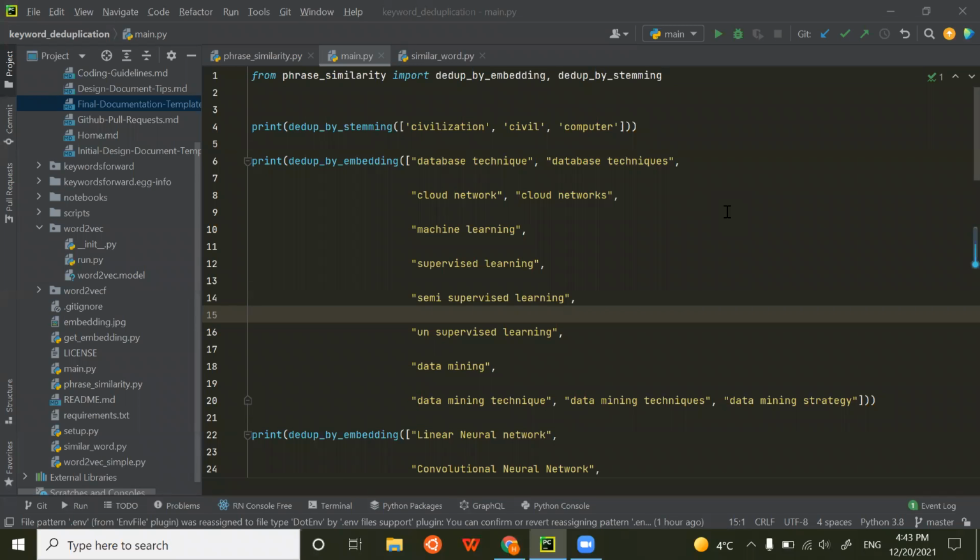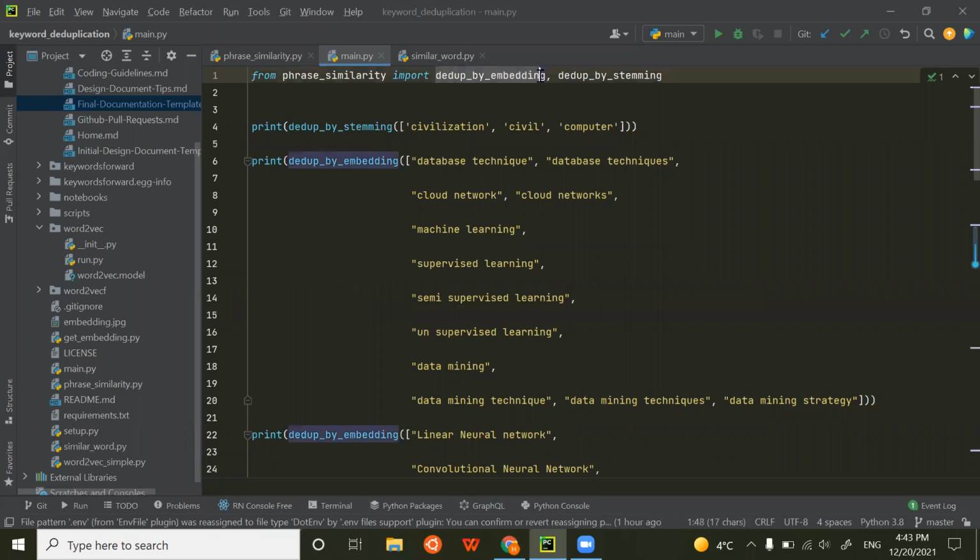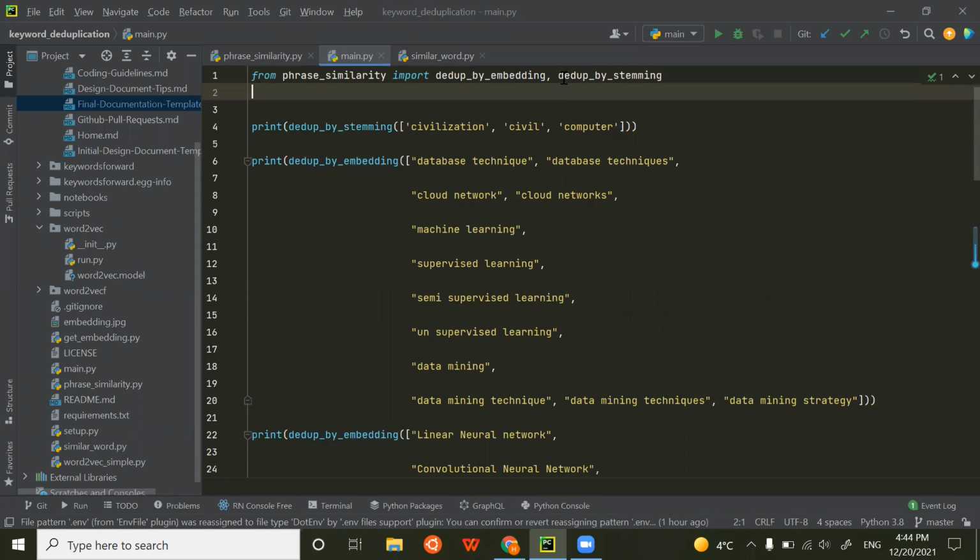Okay, this is the demo video of my module for this semester. It's called keyword deduplication, or actually keyword and phrase deduplication. I implement two methods. The first one is called dedup by embedding, and the second one is dedup by stemming. The second one is more straightforward and easier to implement.